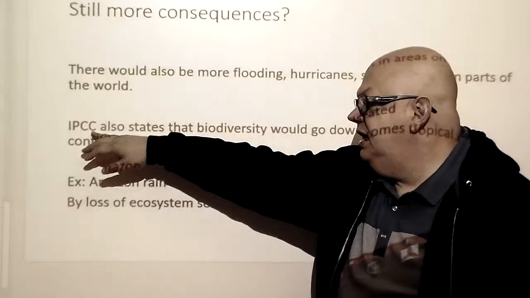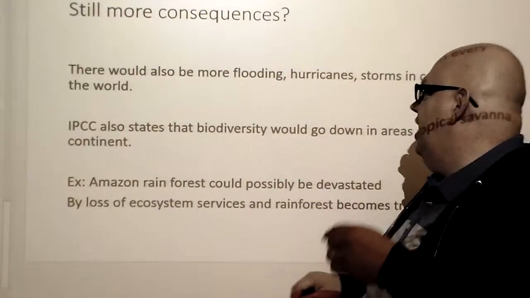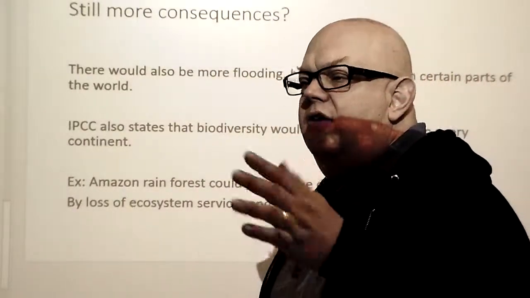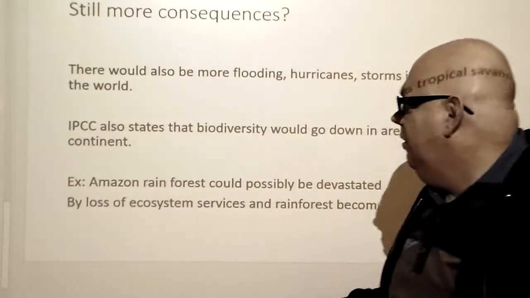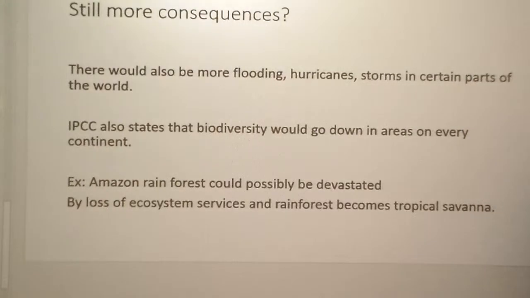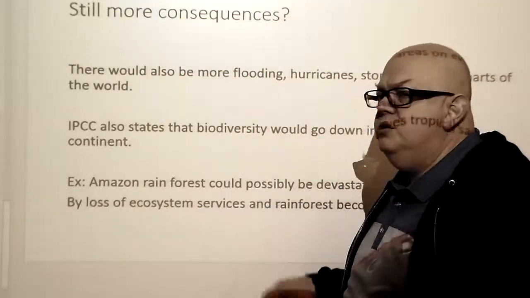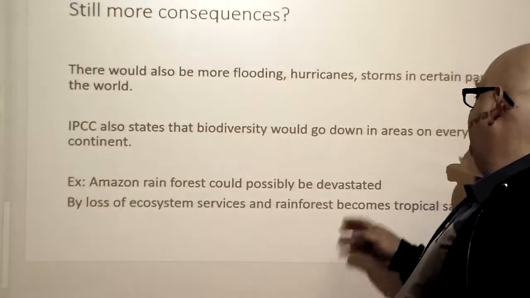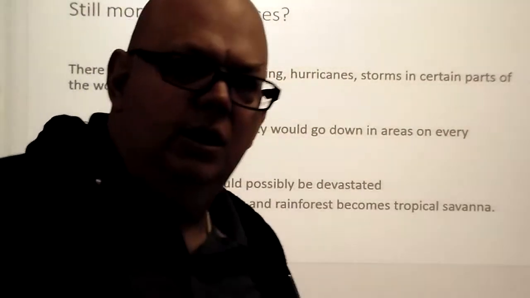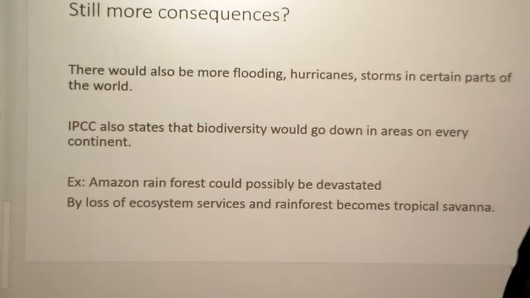Now the IPCC, okay, the Intergovernmental Panel on Climate Change, also states that biodiversity would go down in areas on every continent. Remember, biodiversity is how many species of plants and animals that you have. Okay, so looking at the Amazon rainforest, you could probably be looking at a devastation. Because in the Amazon rainforest, where you have those luscious trees and the animals, if you're losing those ecosystem services, okay, the rainforest will change, instead of becoming a tropical rainforest, it ends up becoming a tropical savanna, okay, like what you are seeing in Africa at that point.